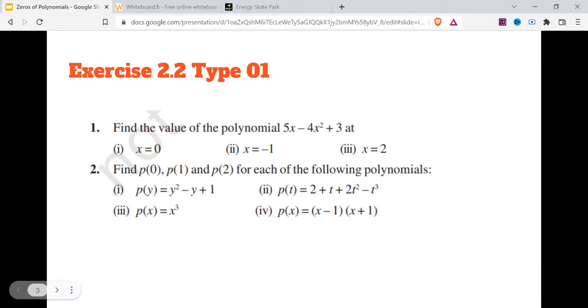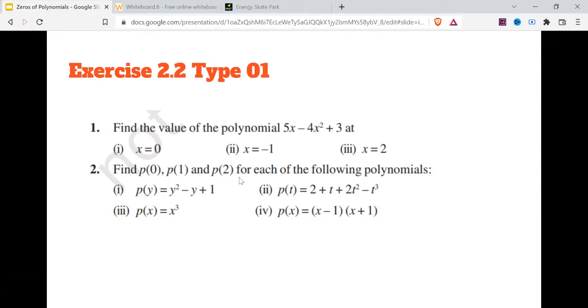You can try it by pausing this video. You can put it in this polynomial in y. So don't worry about the variables. I have seen students who get worried: Sir, it's written y, is it in t? What does it matter? Whatever alphabet you change, you have to do one thing. P of 0 means put y equals 0, and then 1, calculate it.